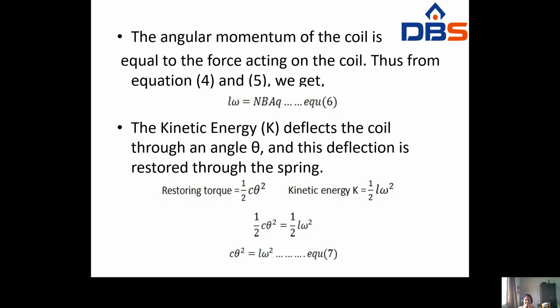So the kinetic energy K deflects the coil through an angle theta, and this deflection is restored through the spring. So the restoring energy will be written as half c theta square, and the kinetic energy will be written as half L omega square. Whenever you equate these two, half c theta square equals half L omega square. Half will be cancelled, so here you have to write c theta square equal to L omega square.